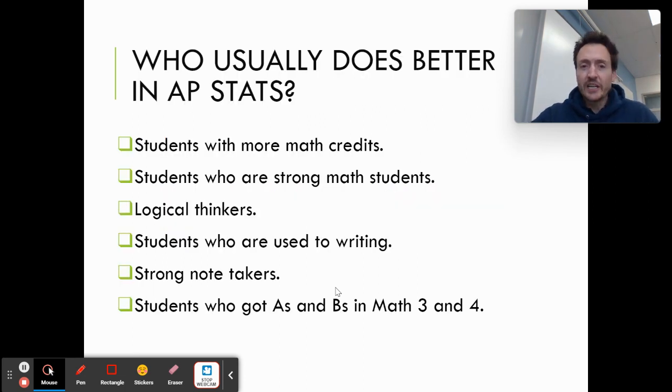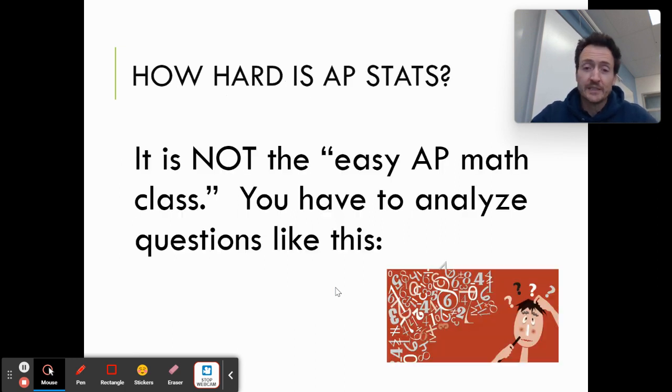Who does well in AP Stats? These types of students. Like I said, you have to work hard. You've got to do homework. You have to be good math students. It is an AP course. But you also have to be a logical thinker and be willing to write. It is not the easy math class.